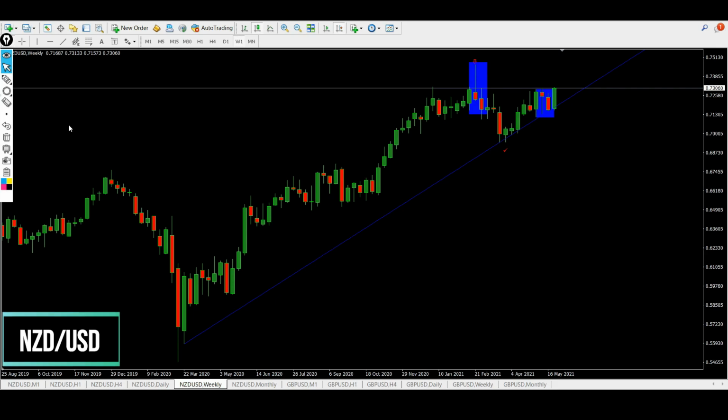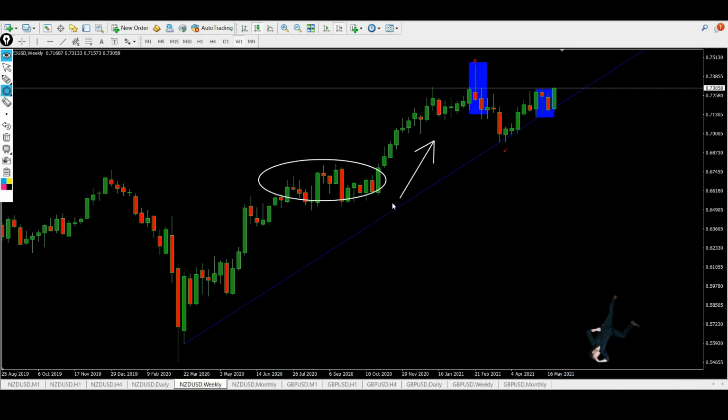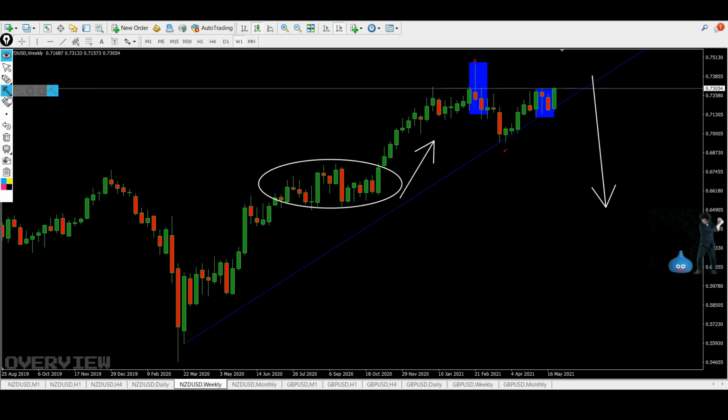Alright, this is a weekly chart. We'll start off with an overview. Since this move up right here, starting from this range right here, was solely based on momentum, in the long term, I am short biased right back down to this pivot low right here.